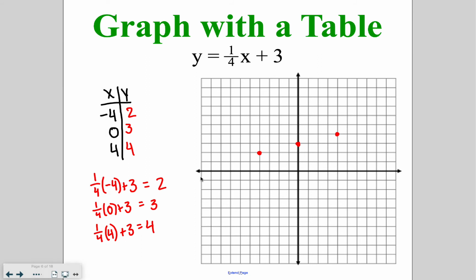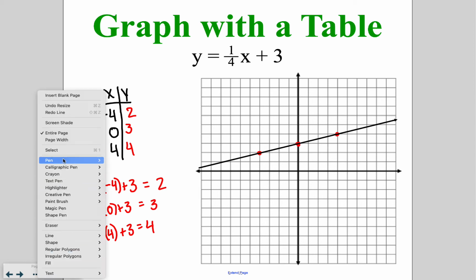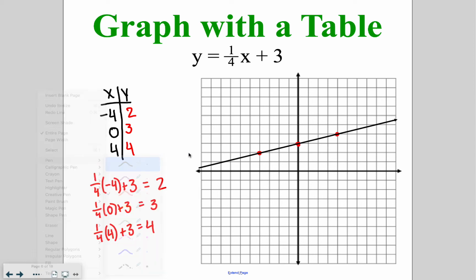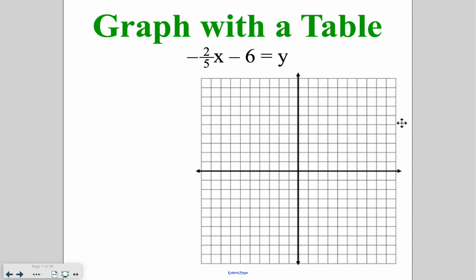So once again, our last thing here is going to be to connect our points using a straight line, and it's a little bit difficult sometimes on the computer, so I'm going to go ahead and adjust this a little bit to make it go through my actual points. And then we want to make sure once again that we have those arrows on the end to signify that this line keeps going and doesn't just stop in the window that we can see on our graph. Go ahead and try this one on your own.